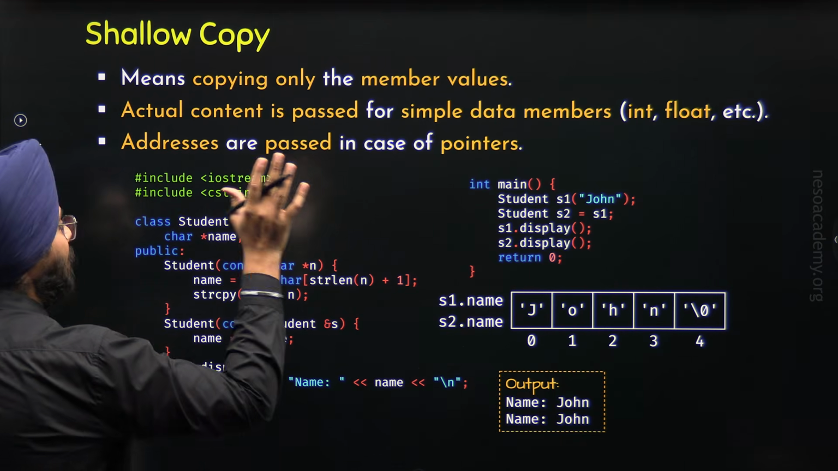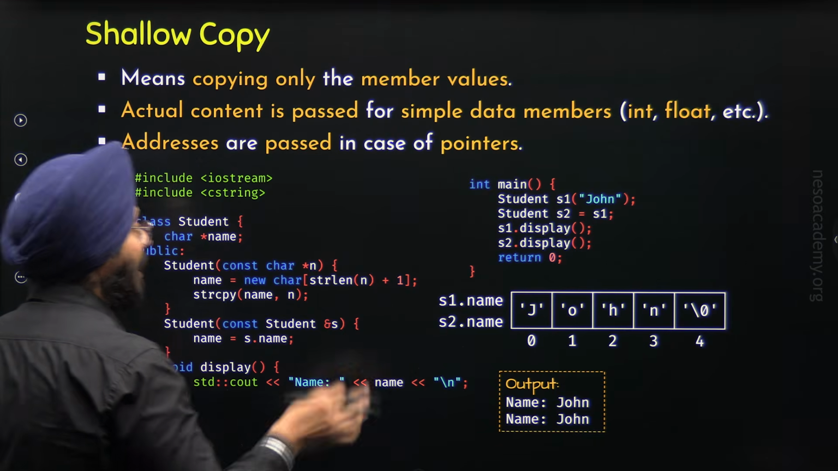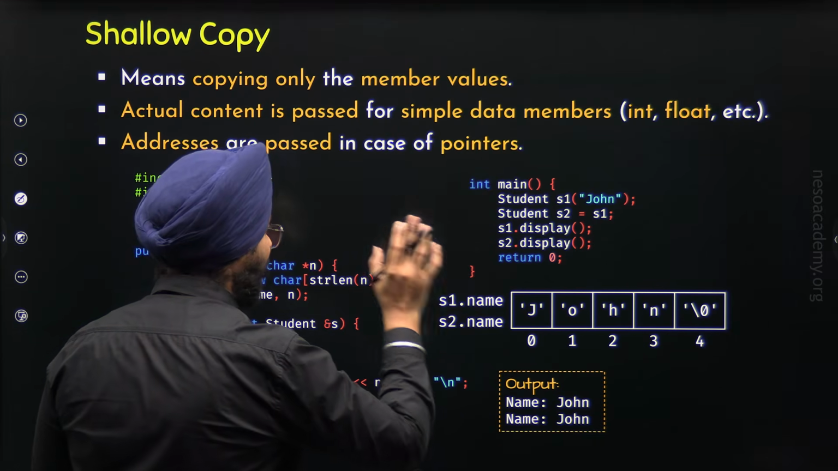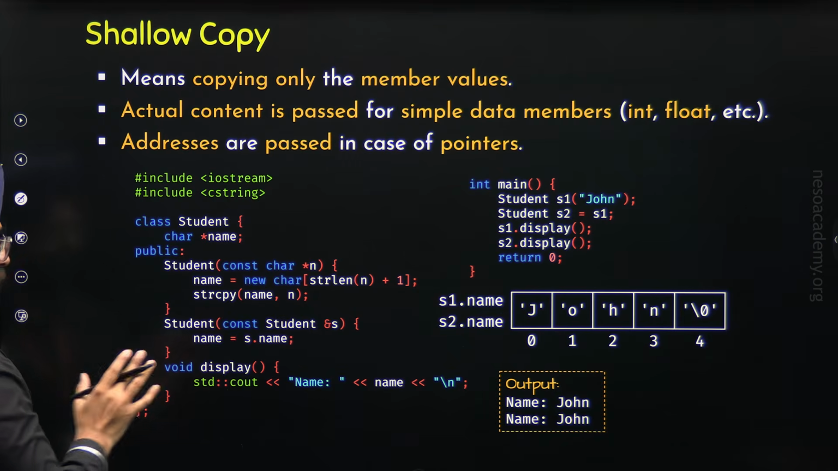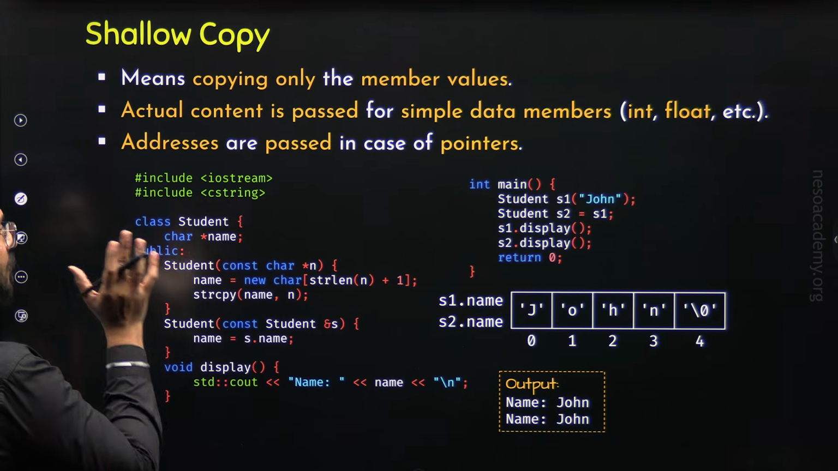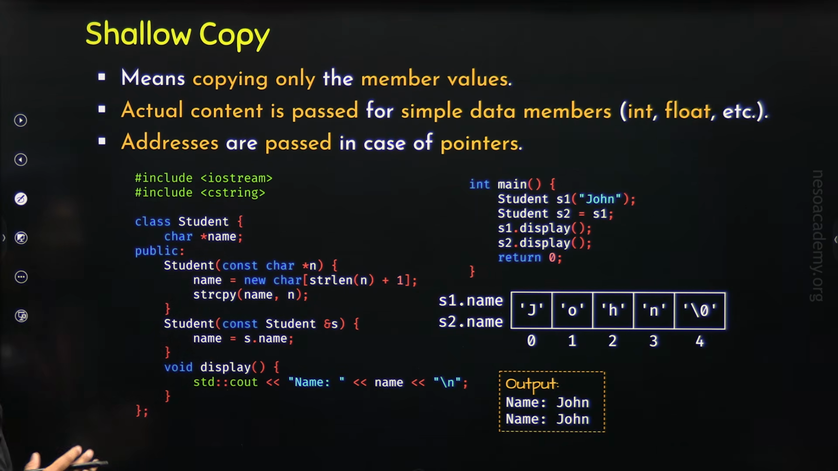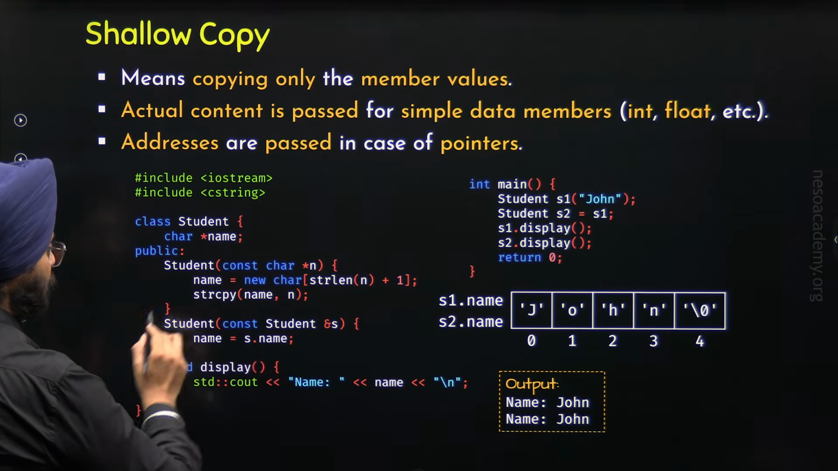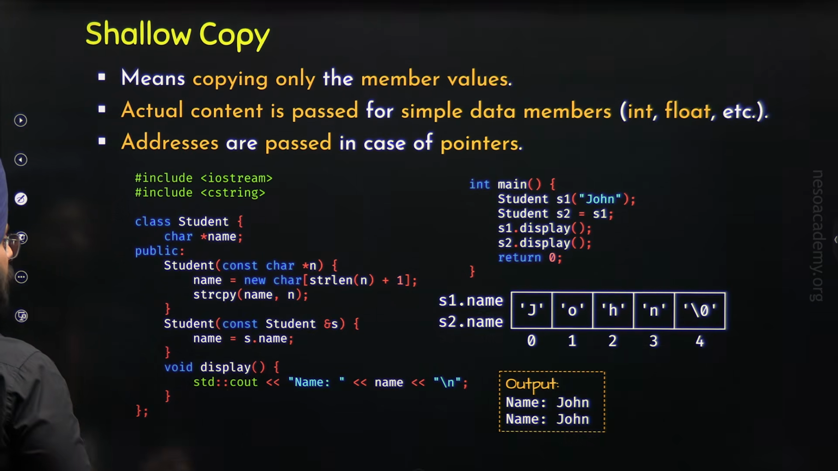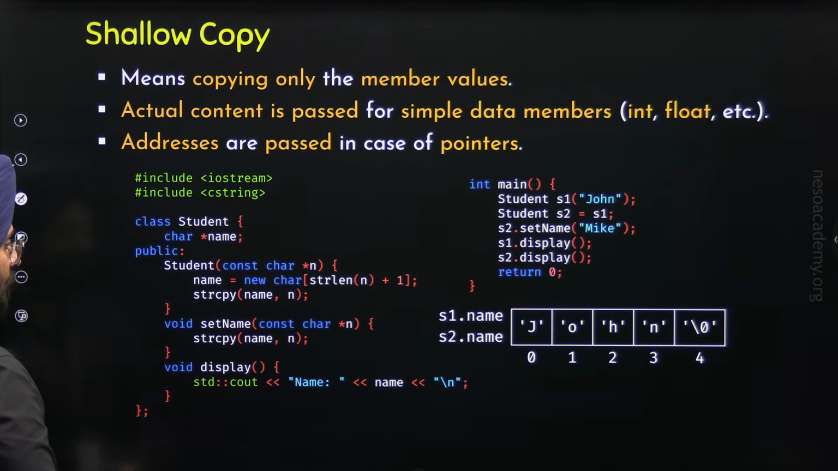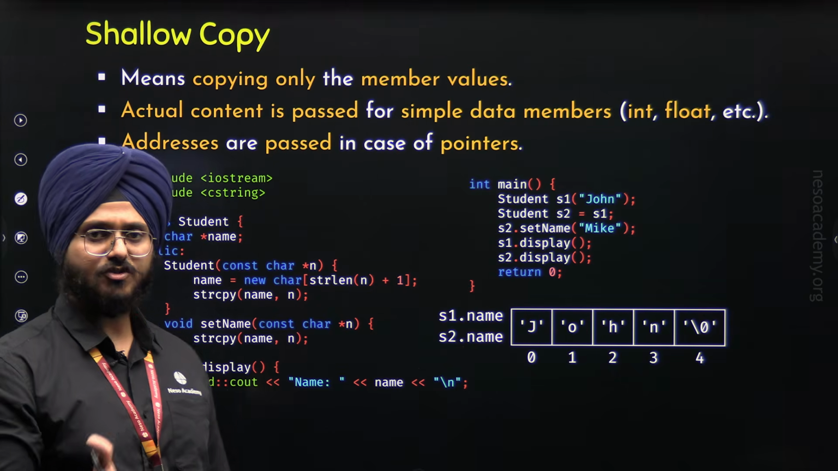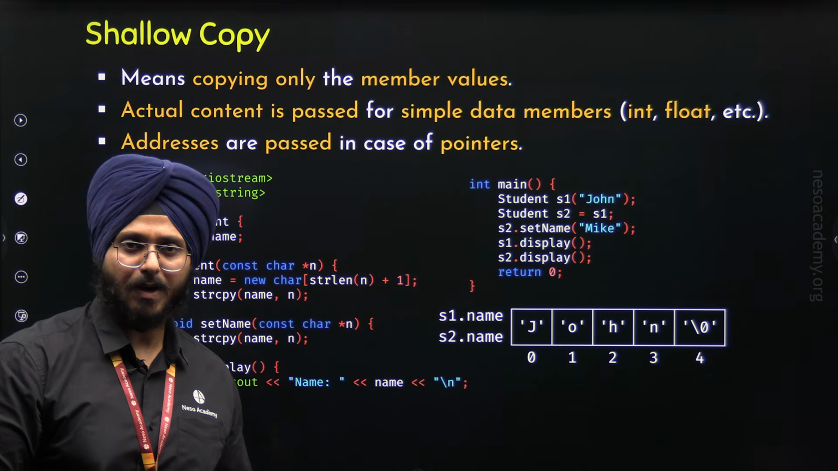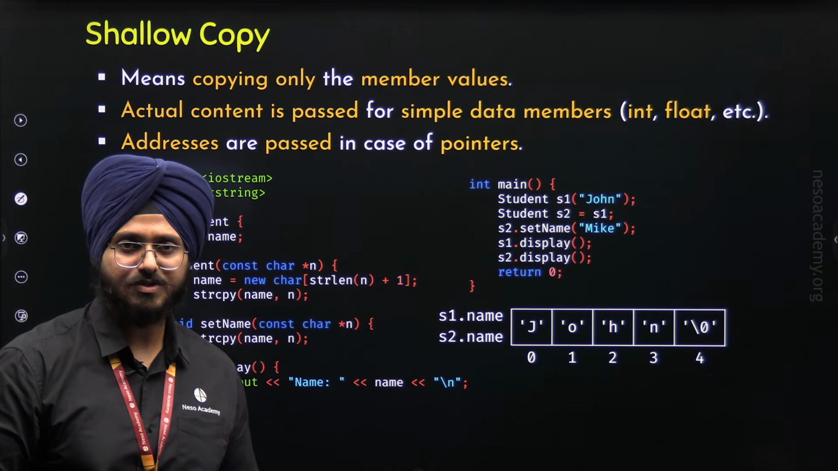But that is not the case right now. And I can demonstrate this at the moment. For this purpose, let's define a new function setName. Let's replace this constructor by the function setName. I have removed the copy constructor because the copy constructor will be provided by the compiler. We do not have to worry about this.